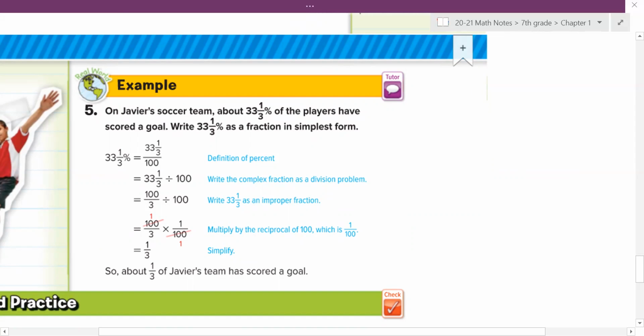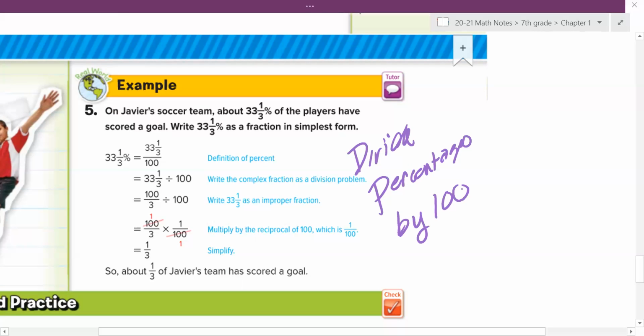So whenever you have this, the main concept is divide percentages by 100. So we have 33 1/3 divided by 100. Plug that into your calculator and it will pop out 1/3. 1/3.